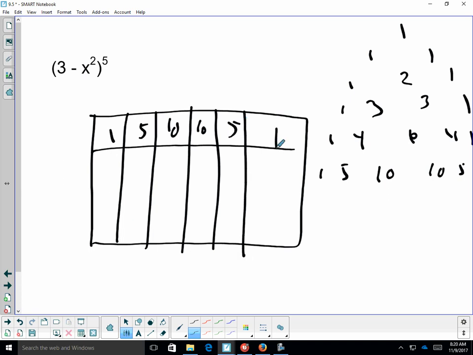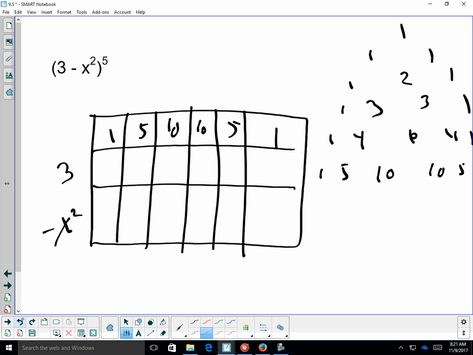Notice that they should match: the 1 and 1, the 5 and 5, the 10 and 10. This row here will be for the 3. This row here will be for a negative x squared. So here I'm going to start by raising 3 to the first power, 3 to the second power, 3 to the third power. Whoopsie, did that wrong.